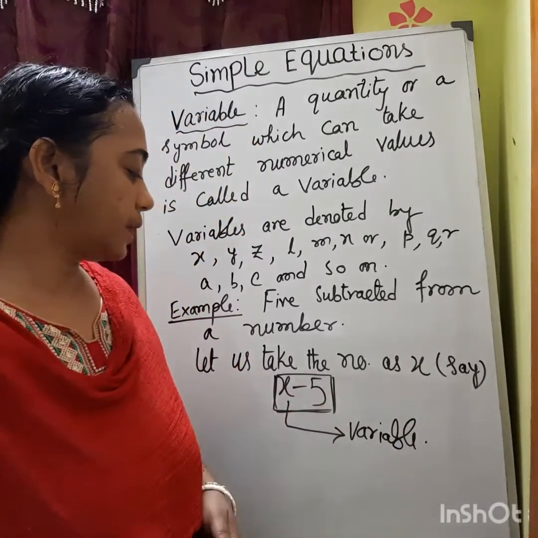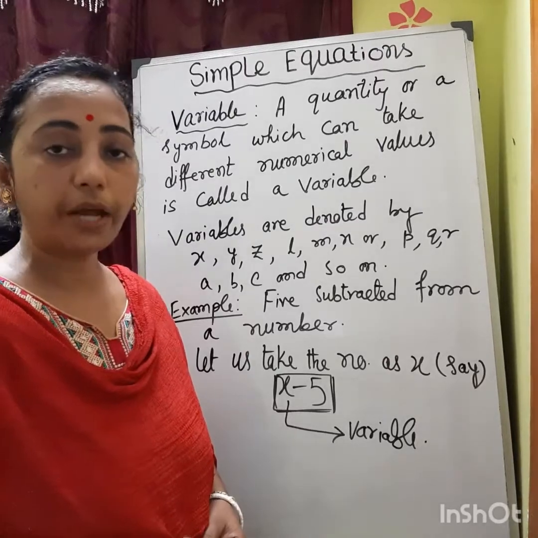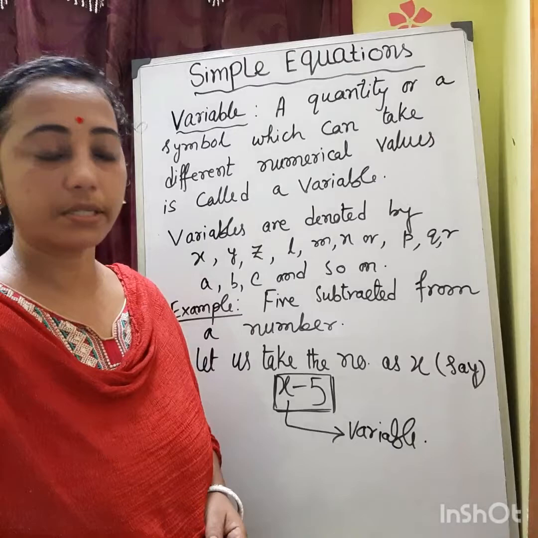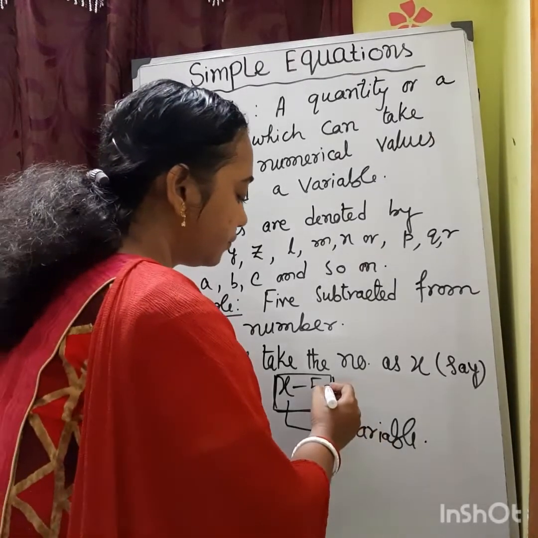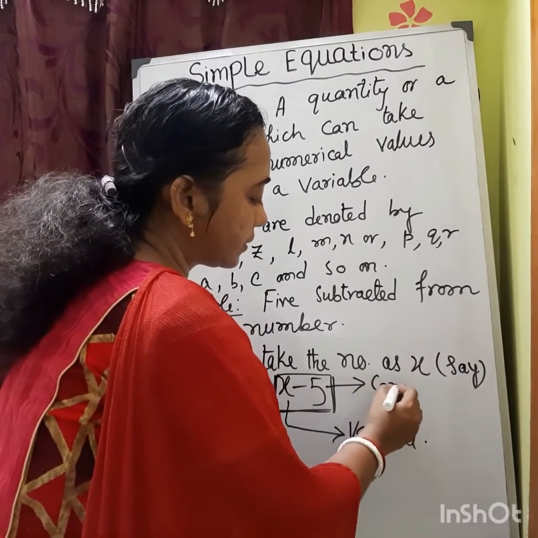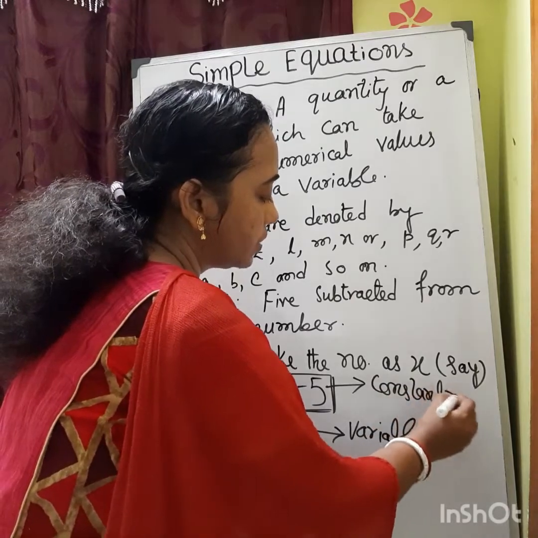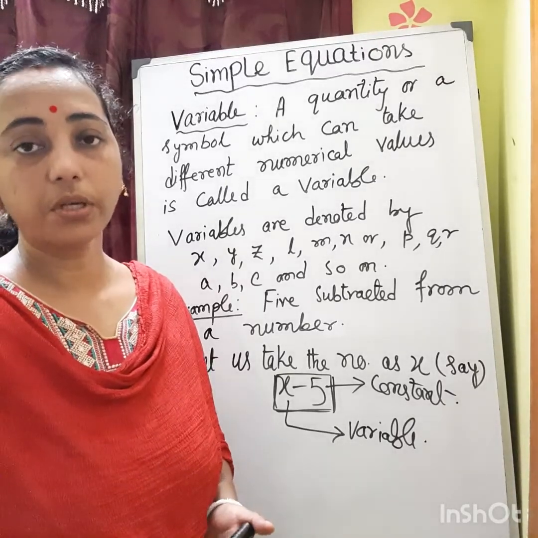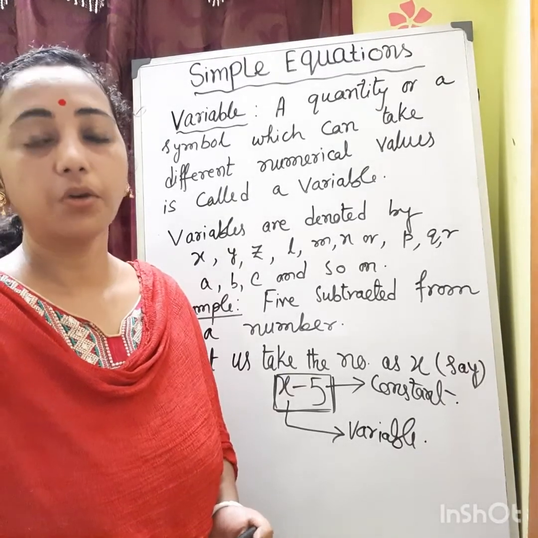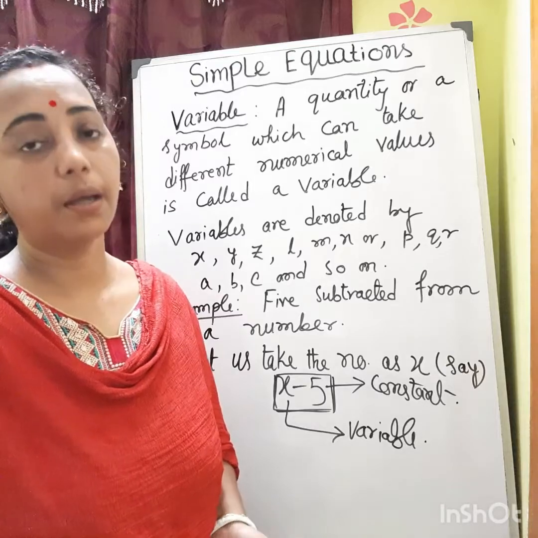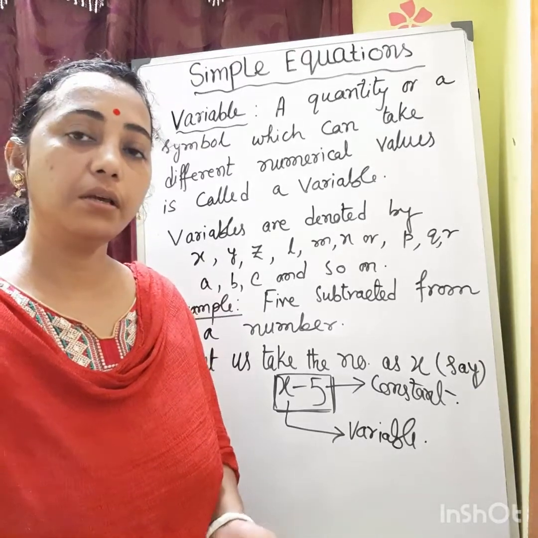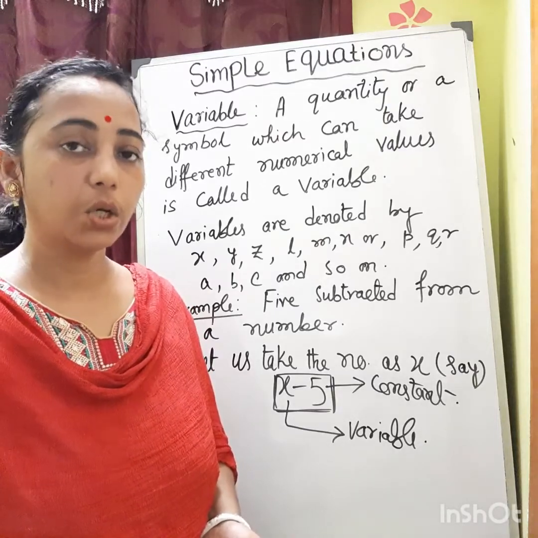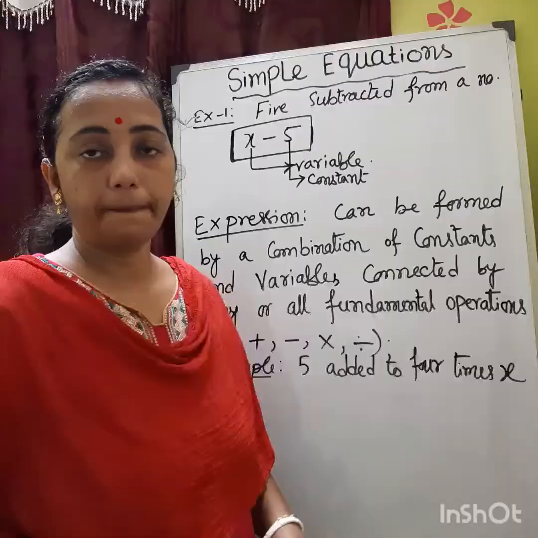Now here another term is there, that is 5. We know the value of 5 is fixed. So this is called the constant. So here we call the number 5 a constant. So what is a constant? A quantity having fixed numerical value is called a constant. For example, 5, 6, minus 1 by 2, 3, minus 7 by 8. These are all examples of constants whose value is fixed.